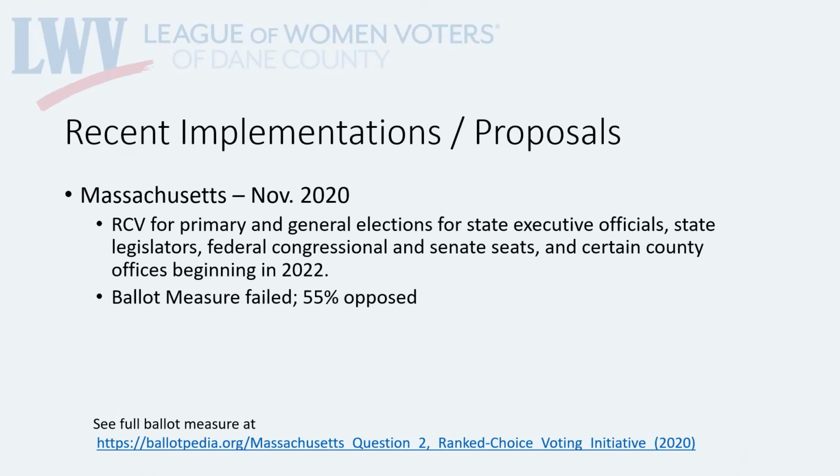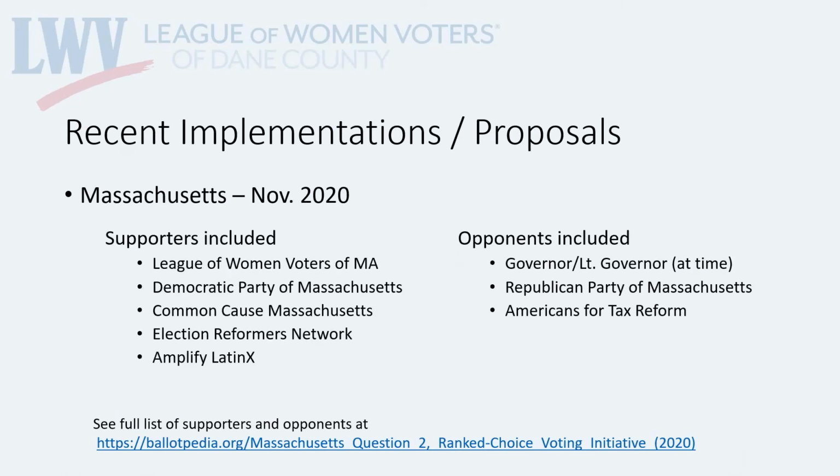Another recent ballot measure in November 2020 was in Massachusetts. This ballot measure was for implementing ranked choice voting for both primary and general elections for certain races. It failed with 55% of voters opposed to the measure. Supporters of the Massachusetts ballot measure included the League of Women Voters of Massachusetts, the Democratic Party of Massachusetts, and some additional groups listed here. Opponents included the current governor and lieutenant governor, the Republican Party of Massachusetts, and Americans for Tax Reform. For a more complete list of both supporters and opponents, visit the related ballotpedia.org page for this ballot measure.